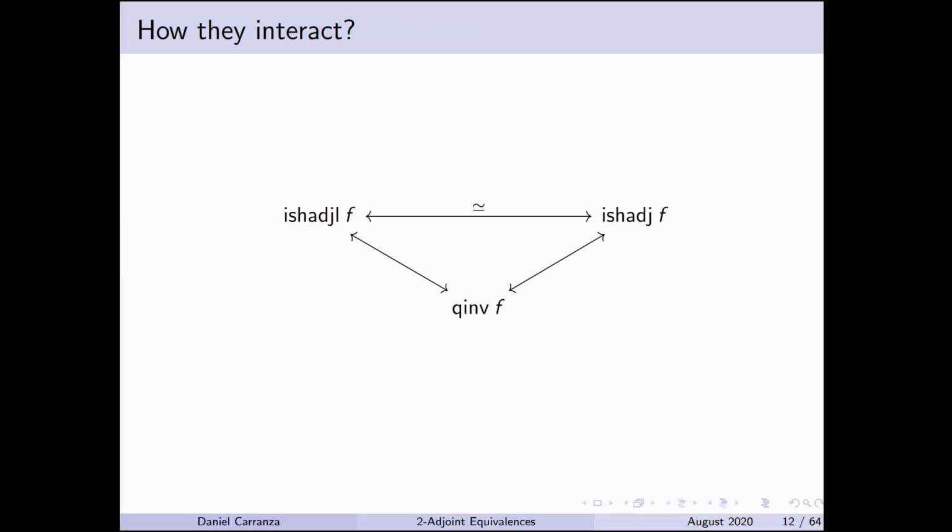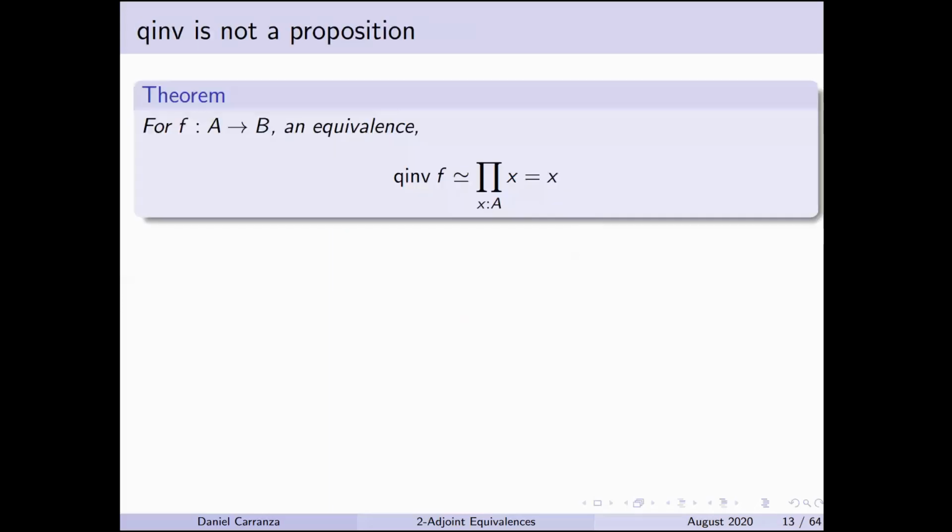This is for HoTT book readers. This would be the first little bit of chapter 4 in the HoTT book. And so now I want to talk specifically about quasi-inverses. I'm going to give a proof that quasi-inverses are not propositions, and this proof is different from the proof that you'll see in the HoTT book in ways that I'll make note of later.